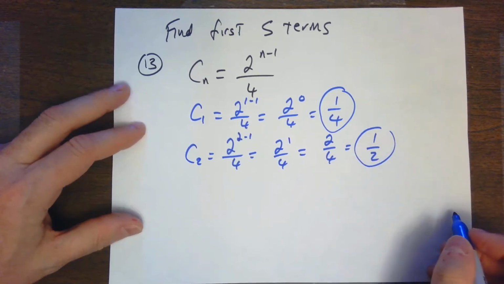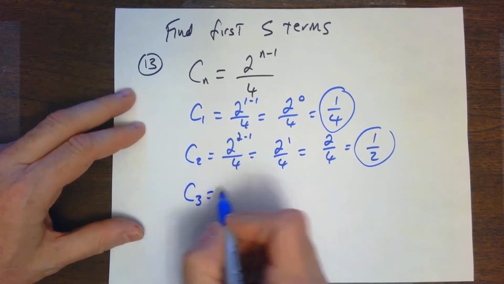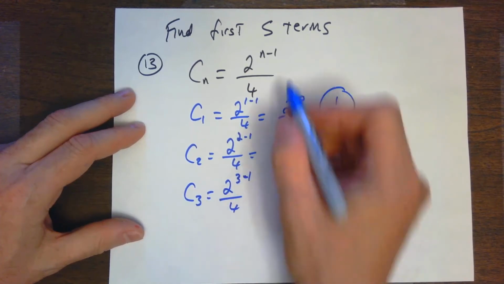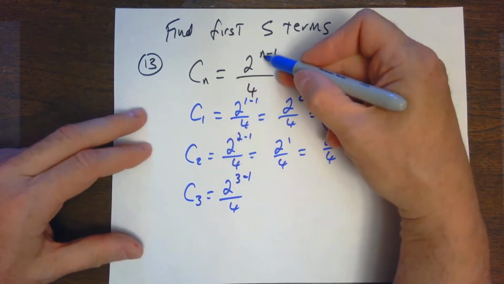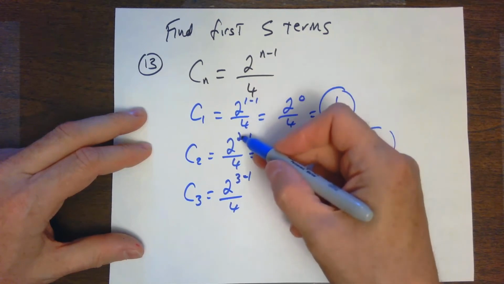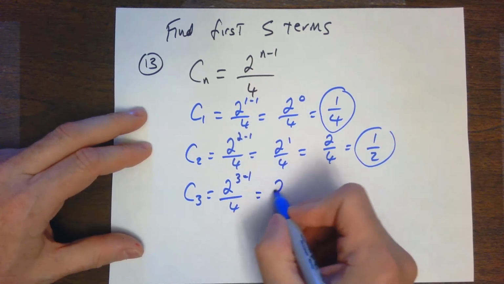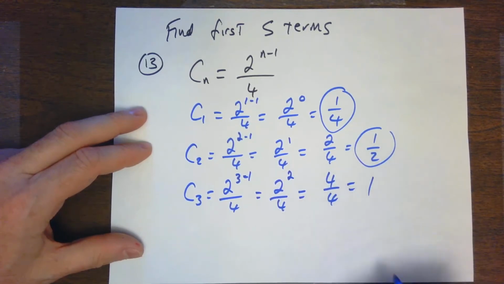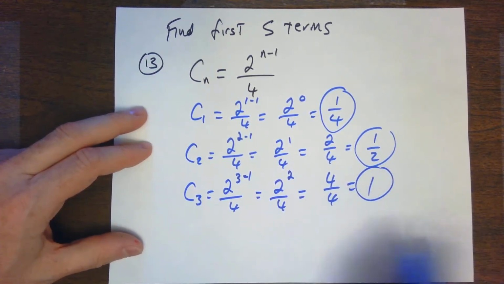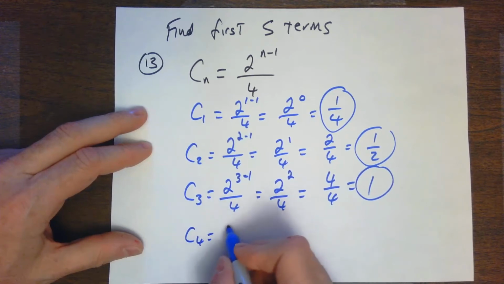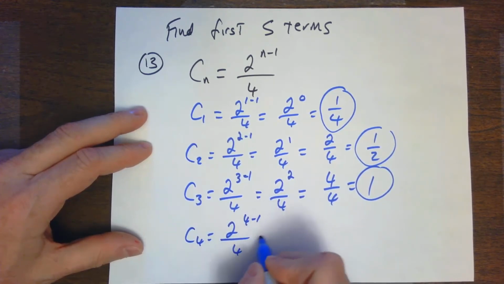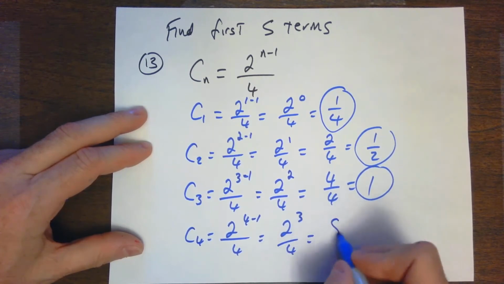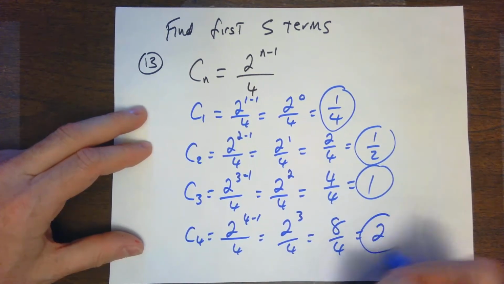There's my second term. My third term, C sub 3, is going to be 2 to the 3 minus 1 over 4. You see where I'm getting these numbers from? I'm taking this formula, and I'm just replacing the n with a 1, and then a 2, and then a 3. 2 squared over 4. 2 squared is 4 over 4, which is 1. There's my third term. My fourth term, C sub 4, is 2 to the 4 minus 1 over 4. 2 to the third over 4. 2 times 2 times 2 is 8 over 4, which is 2.